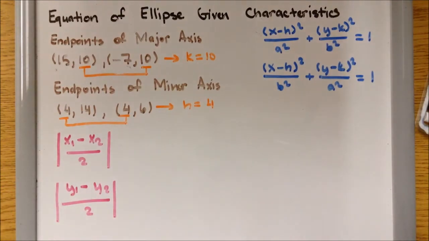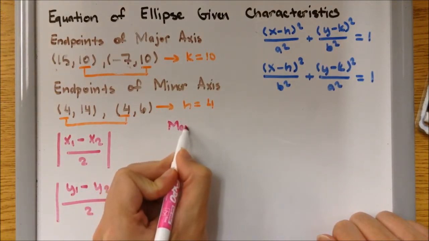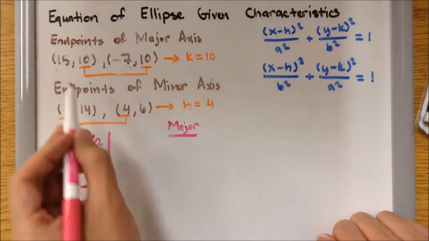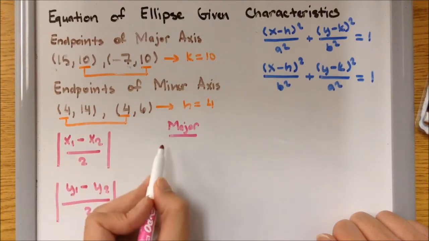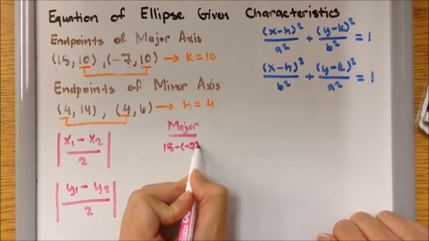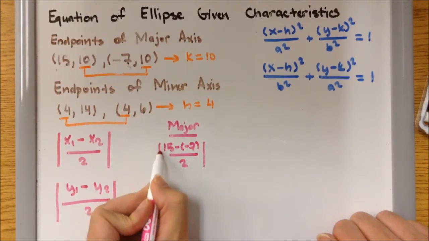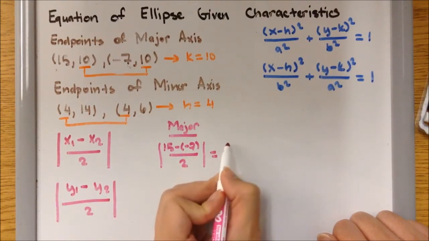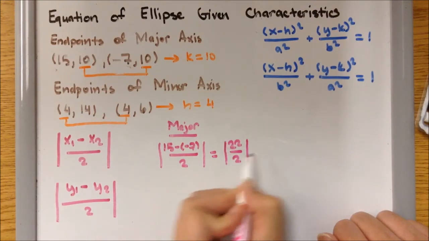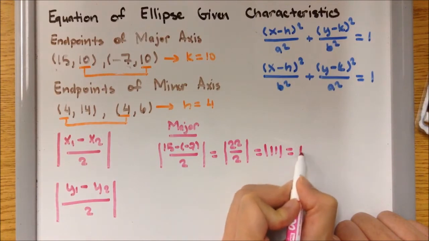So let's work out the major axis. I'm just going to write major. We're going to plug in the values for x1 and x2, which is 15 minus -7 over 2 within absolute value. That becomes 22 over 2, which equals the absolute value of 11, which is just 11.